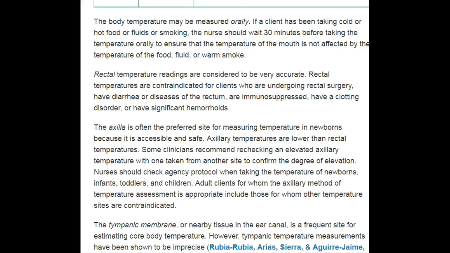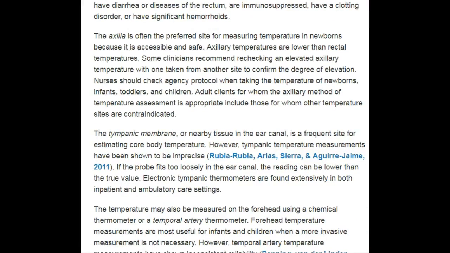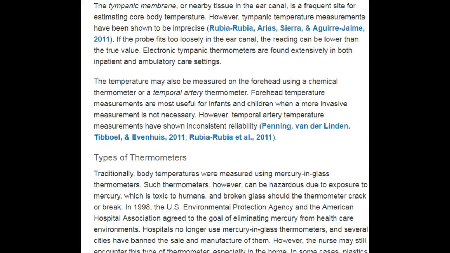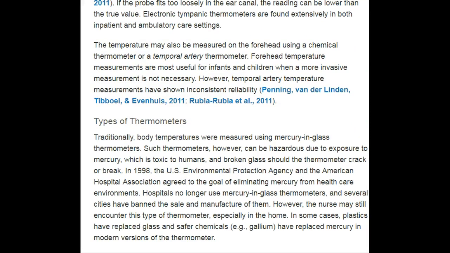As we come to a close on temperatures, please read through here as I scroll down and refer to your ATI for the video for placements and the types of thermometers.